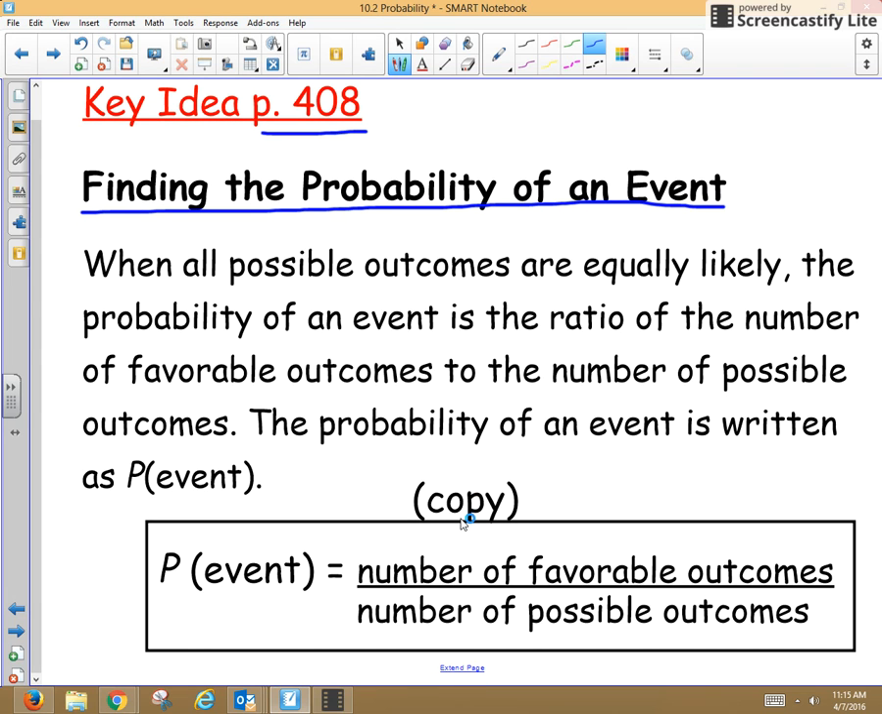What I would like you to copy down is what's inside this box. The probability of an event is the ratio of the number of favorable outcomes as the numerator to the number of possible outcomes, which is your denominator. So take a moment, pause, and copy this down. I'd like you to put a box around it when you're done so you can reference it very quickly.